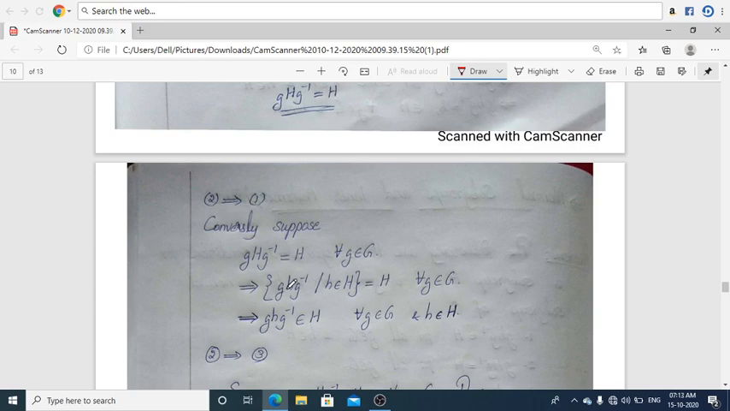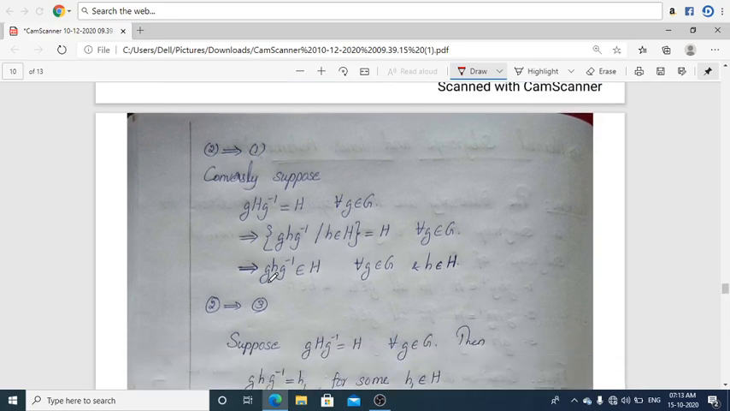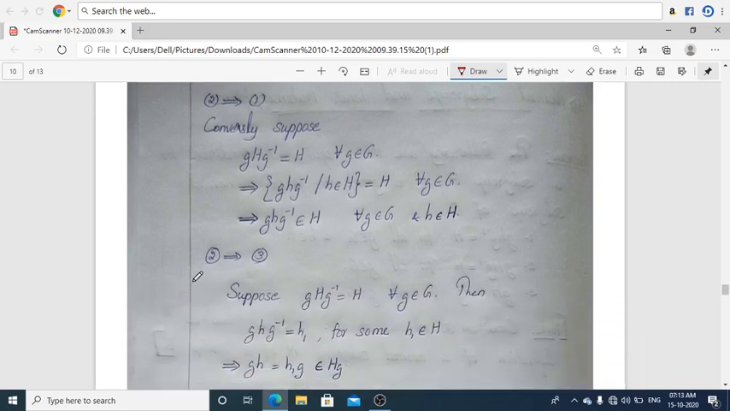You can say ghg inverse element of H for all h element of H and for all g element of G. Whichever h you take, ghg inverse is an element of H. So 2 implies 1. Again next we want to prove 2 implies 3.